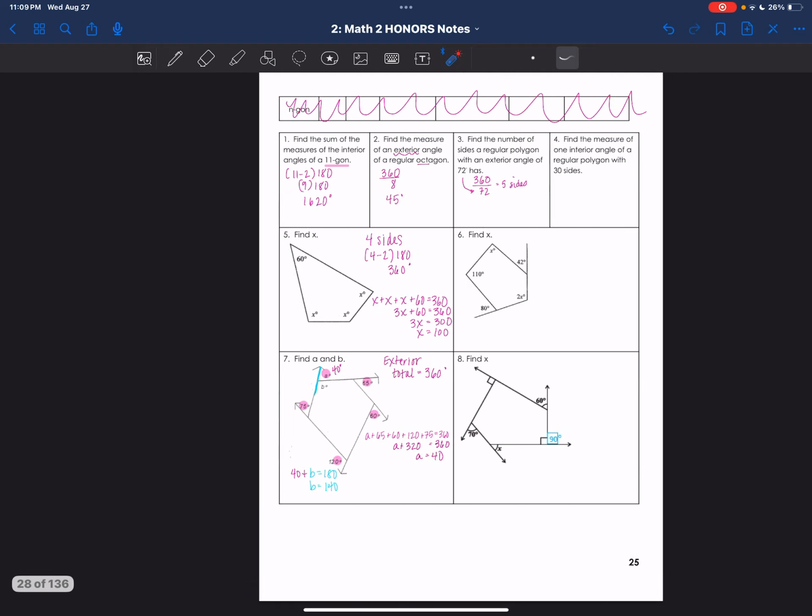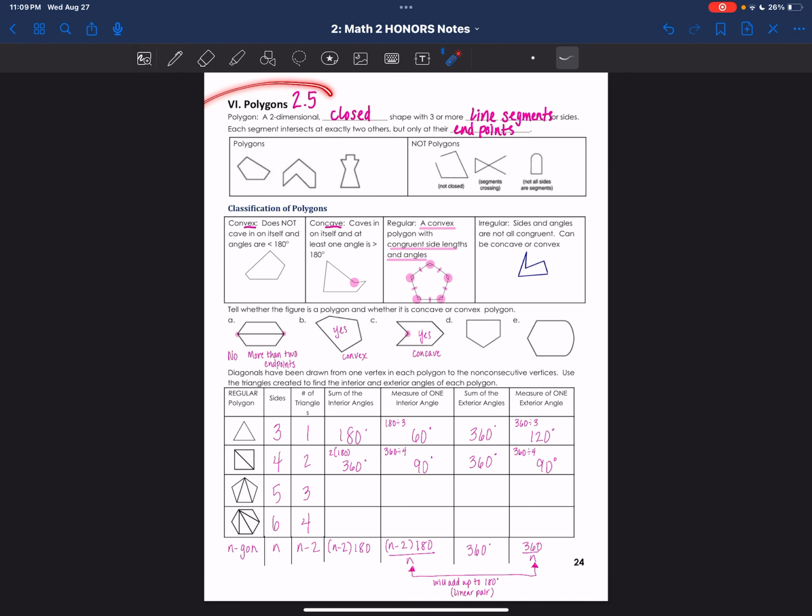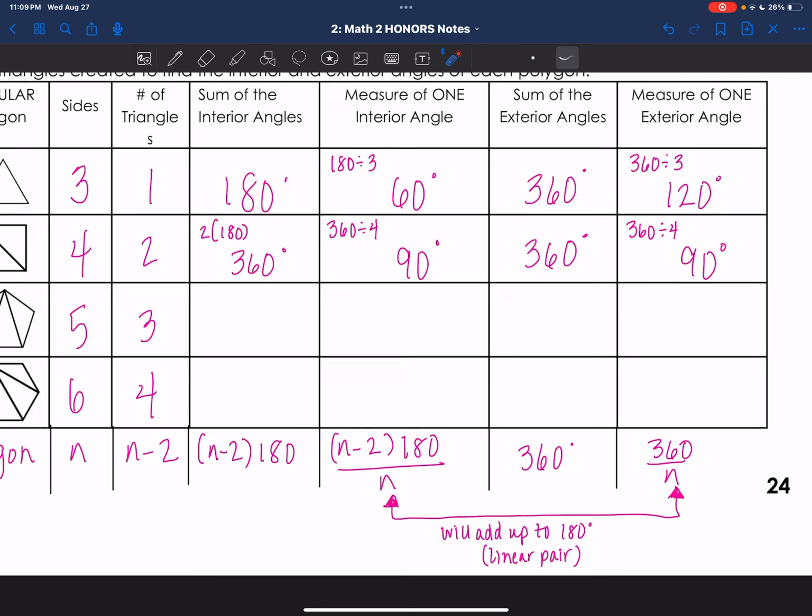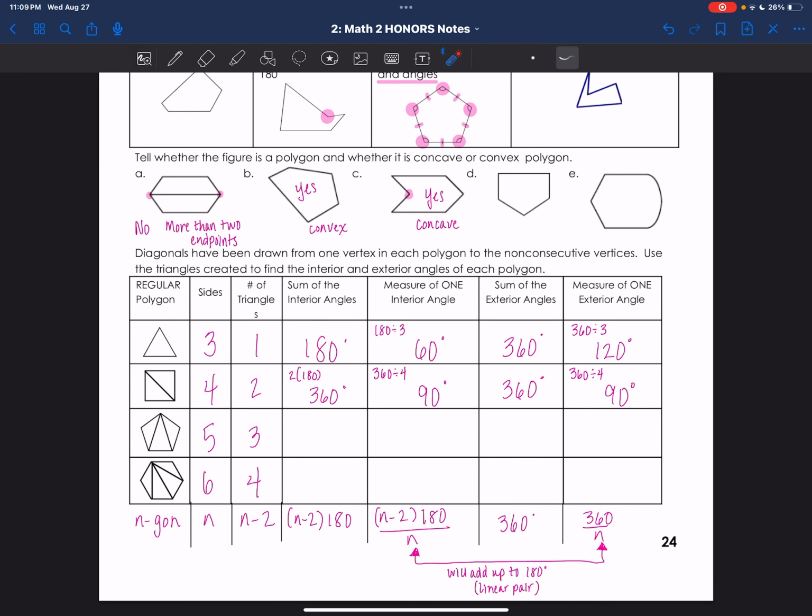And that is polygons, and then your rules for polygons. So make sure you understand these, and then how to get the measure of exterior angles and the sides.